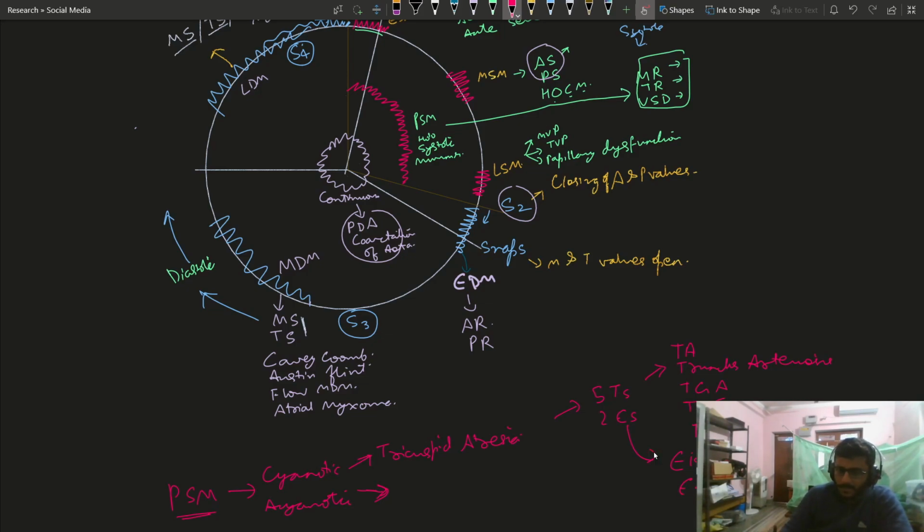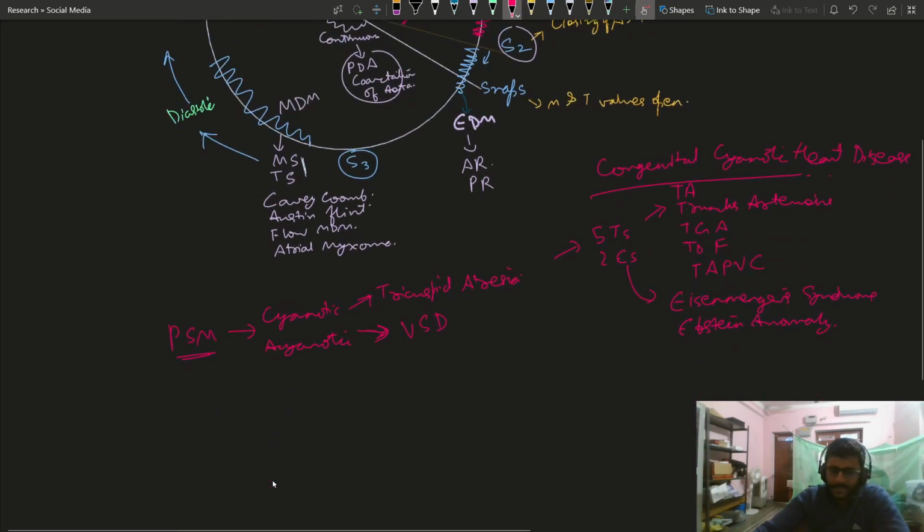So let's just note this for now. These are the congenital cyanotic heart diseases. We are going outside the scope of the video, but okay. And the acyanotic cause for pansystolic murmur will be your VSD. So to differentiate between tricuspid atresia and VSD, what is causing the pansystolic murmur? Because then you can look at whether the child is cyanotic or acyanotic.